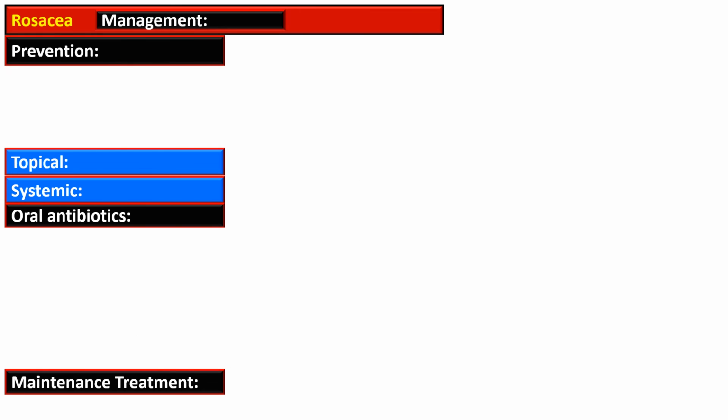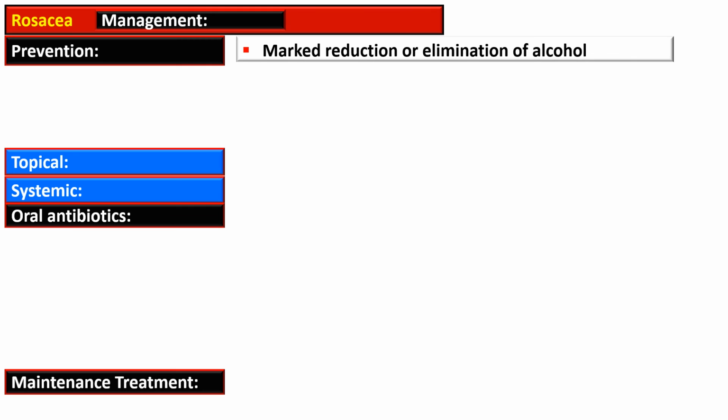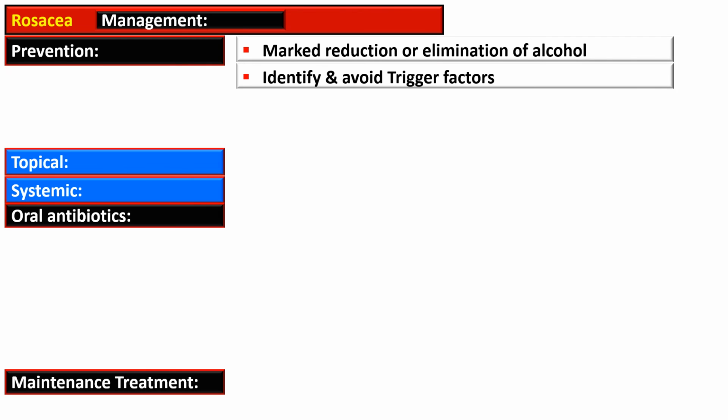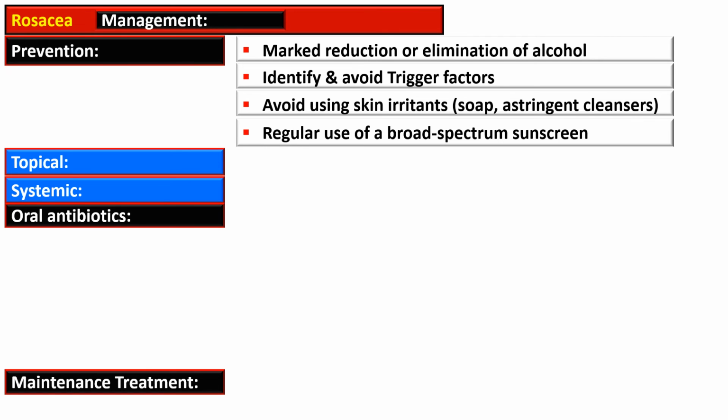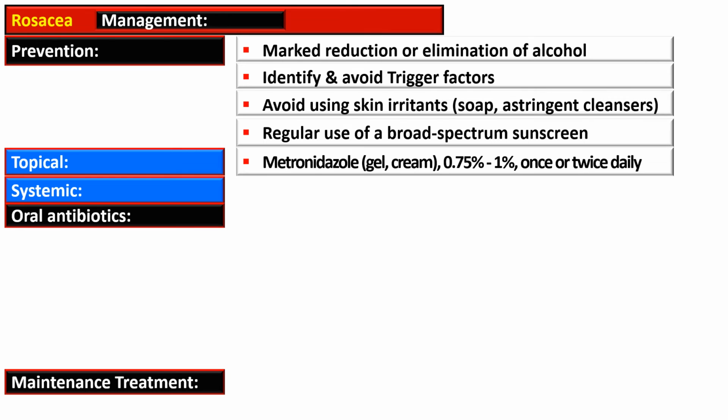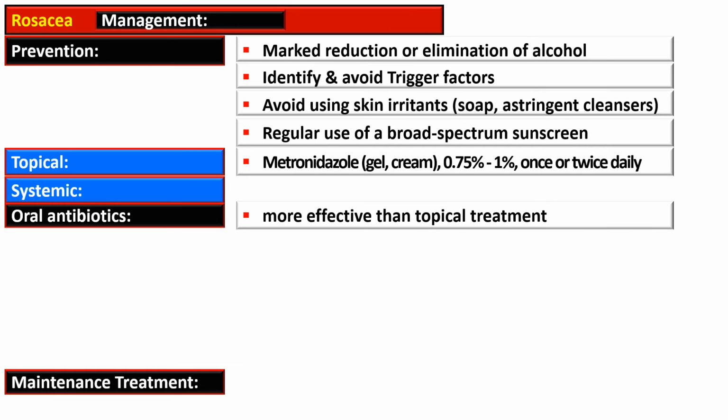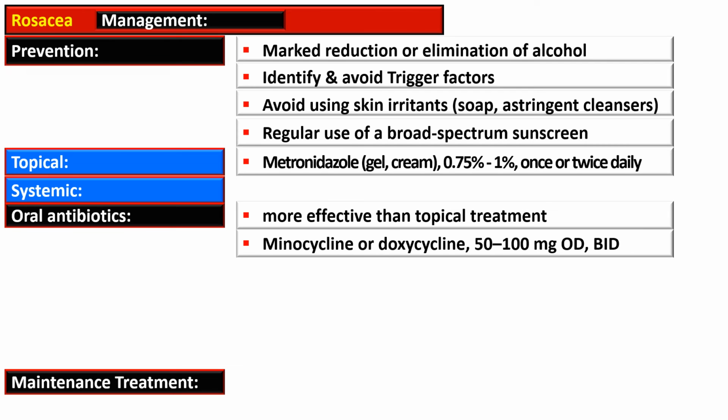Some preventive measures can be taken for rosacea. These are marked reduction or elimination of alcohol, identify and avoid triggering factors, avoid using irritants such as soap or astringent cleansers, regular use of a broad spectrum sunscreen, topical application of metronidazole gel or cream in the formulation of 0.75% to 1% once or twice daily can be used, and systemic oral antibiotic can be used, and these are more effective than topical treatment.